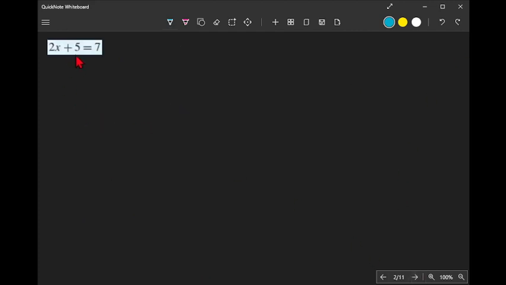Now let's proceed to our first example. We have 2x plus 5 is equal to 7. In here, we are going to solve for the value of x. The very first thing to do is to write the given equation. Then we need the term that has an x to be left alone on this side of the equation. So we need to eliminate 5, or make the value of 5 equal to 0.